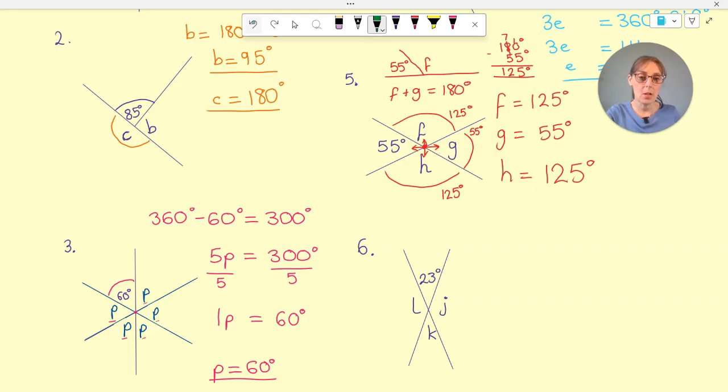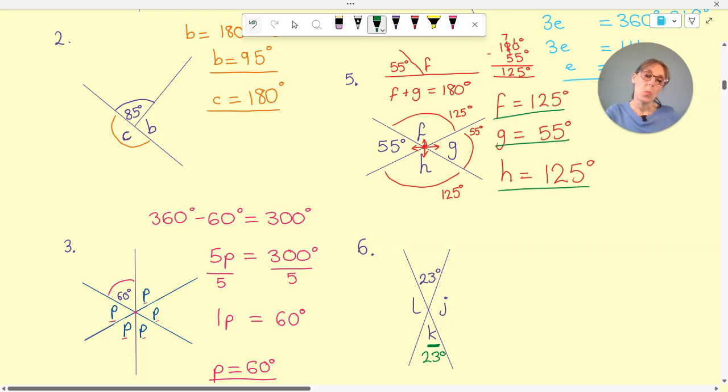Using this information, what do you think K might be? 23 degrees. Let's prove it. Okay, so I'm going to underline those because those are our answers. We've got 23 degrees plus L on a straight line, haven't we? So L plus 23 degrees is equal to 180 degrees. Yeah, it's on a straight line.